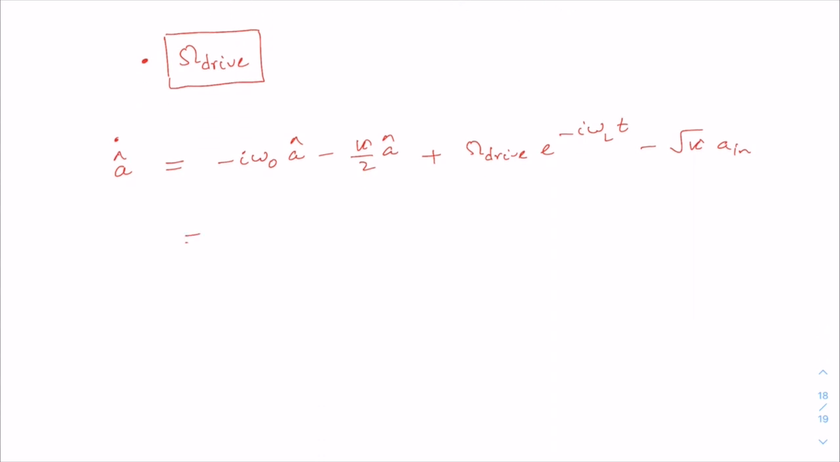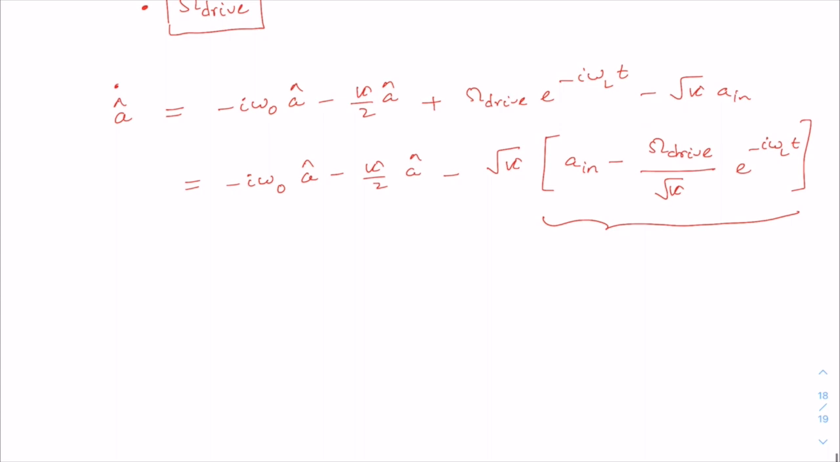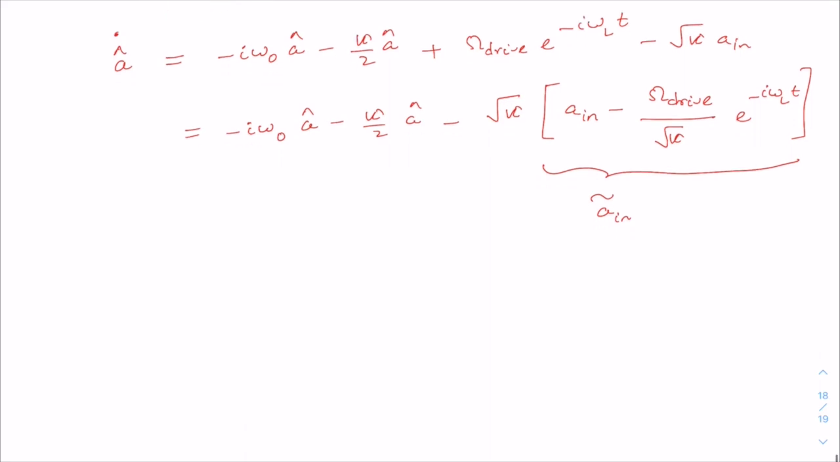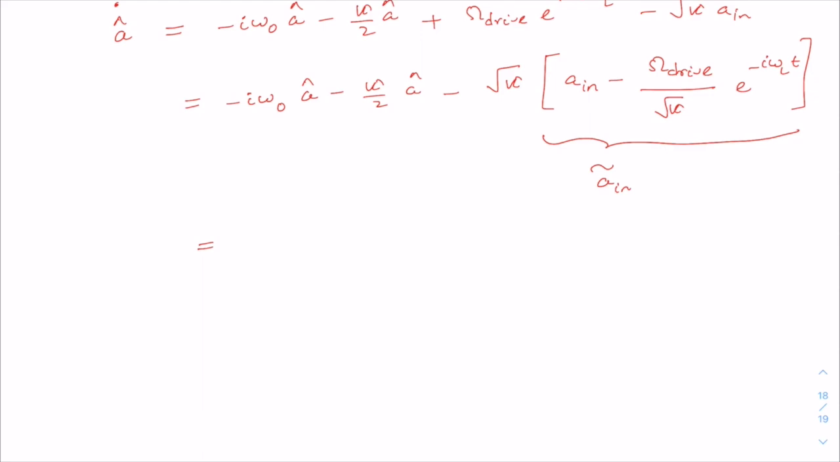This equation we can write in a slightly different form. Let me write it: minus i omega 0 A minus kappa by 2 A, and let me write square root of kappa times A in minus omega drive divided by square root of kappa e to the power minus i omega L t. Let me define this parameter as the new input noise operator A in tilde, and it includes the classical laser drive. With this, let me rewrite again, we have A dot is equal to minus i omega 0 A minus kappa by 2 A minus square root of kappa A tilde in.